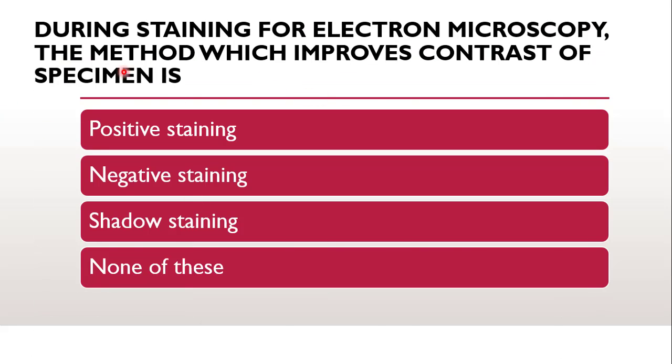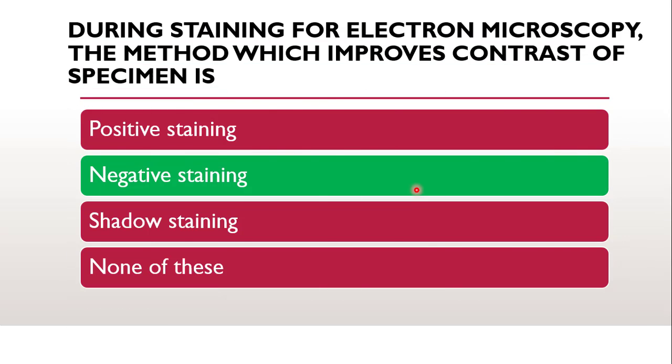Next question is, during staining for electron microscopy, the method which improves the contrast of specimen is positive staining, negative staining, shadow staining, or none of these. The correct answer is negative staining. For electron microscopy, the method which improves the contrast of specimen is the negative staining method. With this, we finish a few of the MCQs from the bacteria part, that is the fourth part, which focuses on staining. Thank you.